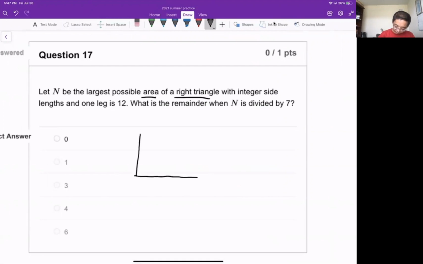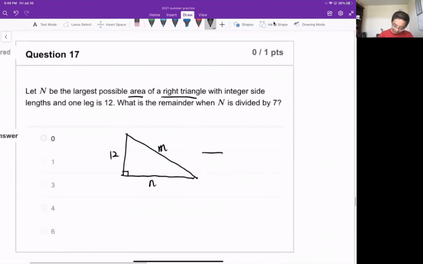Question number 17. Let n be the largest possible area of a right triangle with integer side lengths. One leg is 12. What is the remainder when n is divided by 7? Well, of course, there are a number of right triangles with integer side lengths where one leg is 12, and we need to find the one with the largest area. So let's say the hypotenuse is m and the other leg is n.